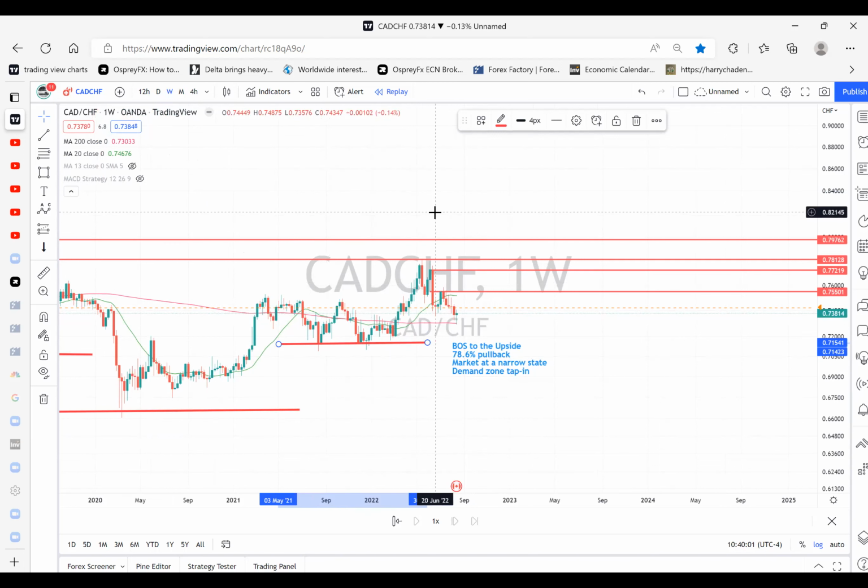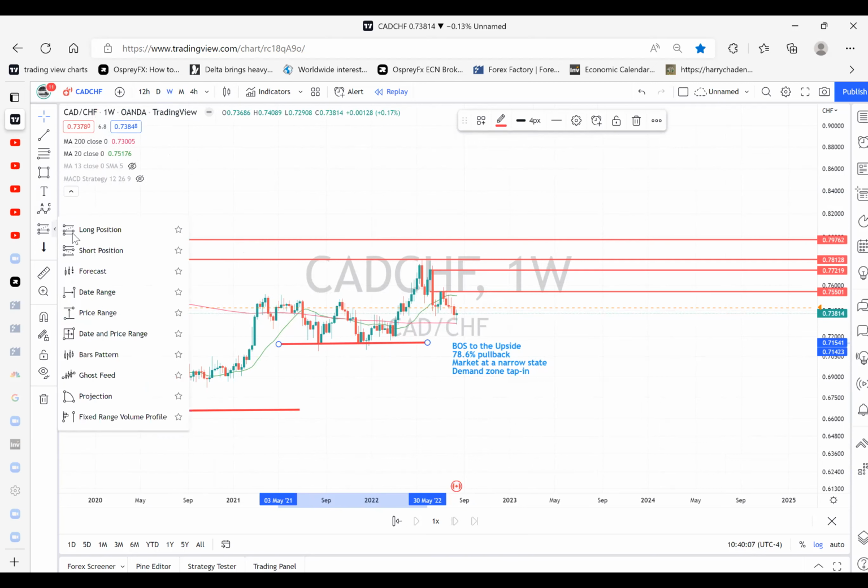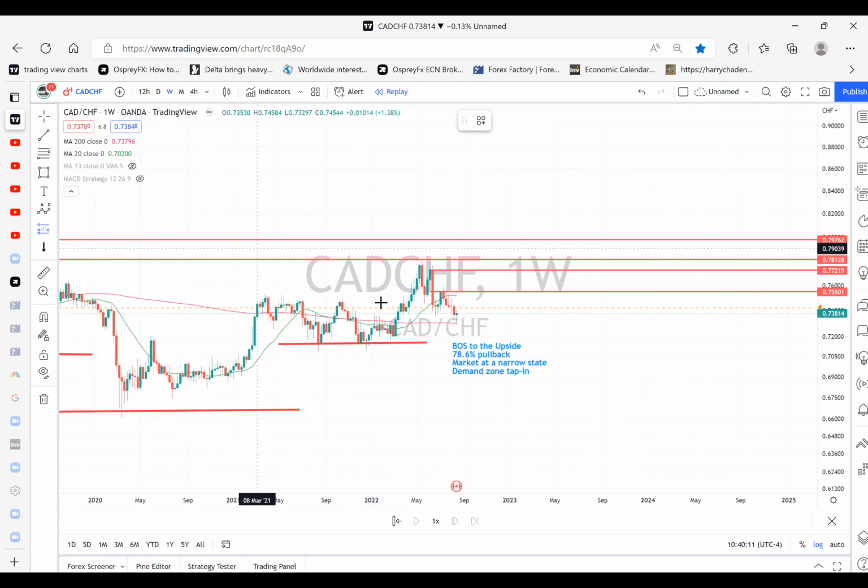Okay, do I have any questions on that setup? I have a question about the moving averages. Is it smooth? What's the settings for the moving averages? Simple.